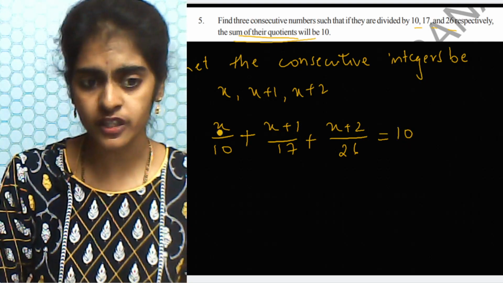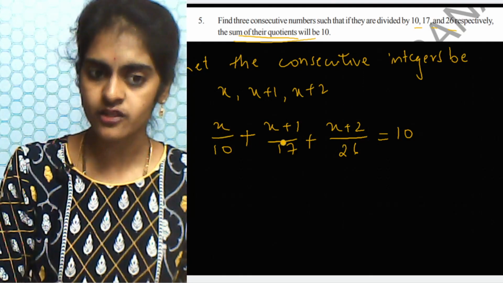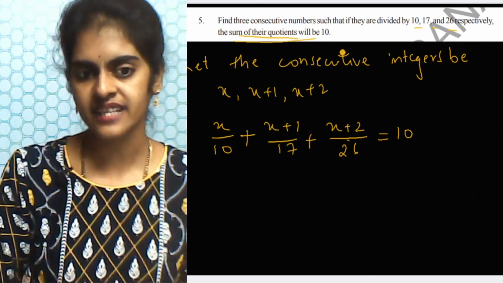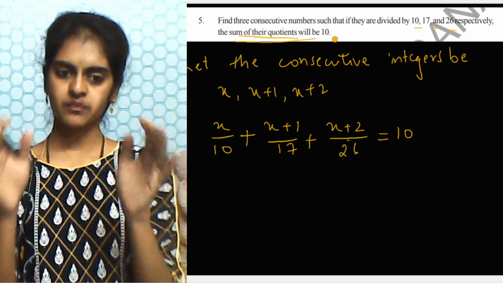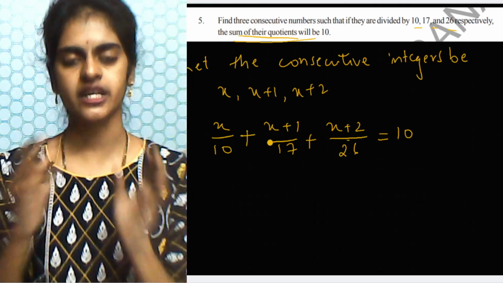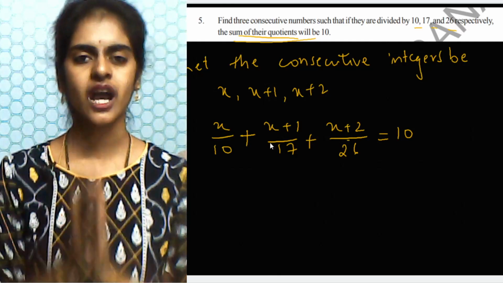See here, the sum of their quotients. When do you get a quotient? When you divide in this way, you get a quotient. So the sum of these quotients is giving you 10. Now, this is the framing of the equation. Now you have to simply solve it. So how do you solve it?